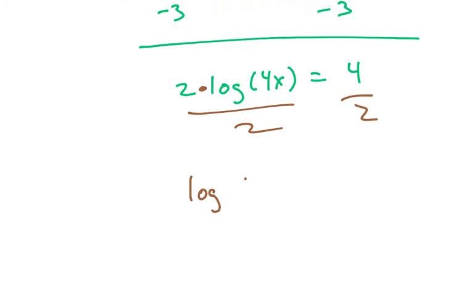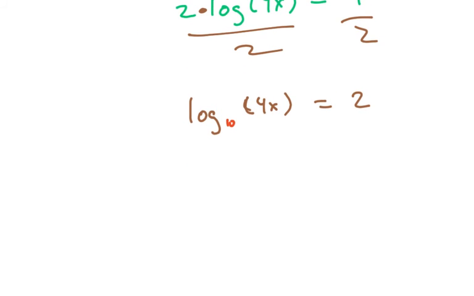So you have log of 4 to the x equals 2. Remember, when we see just a log, it means the base is 10, so we can claw it. 10 squared equals 4 to the x. I keep saying 4 to the x.